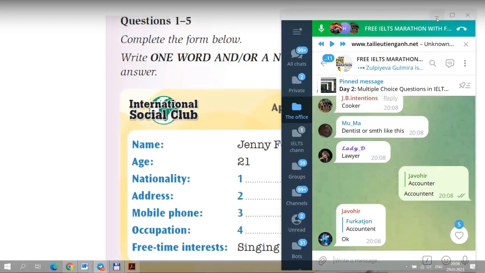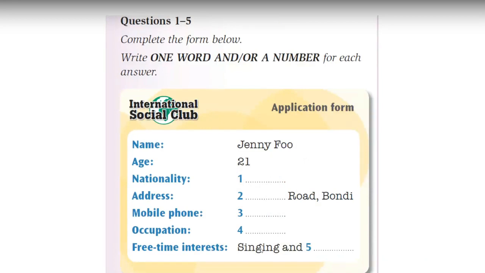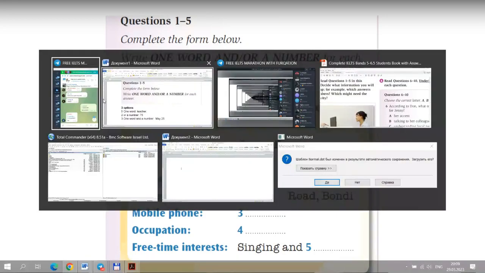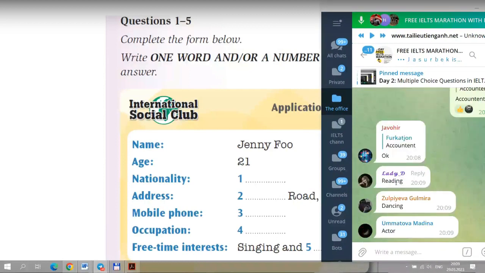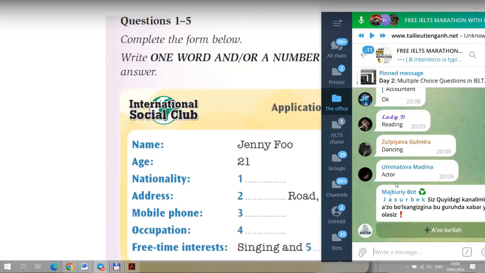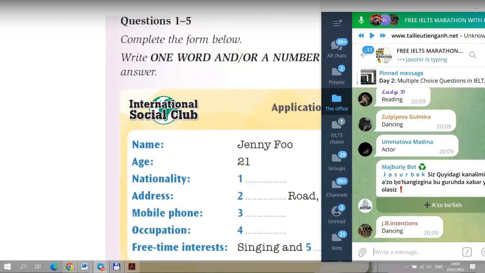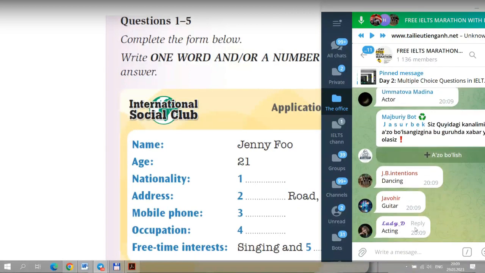So, for the fifth one, we need to write free time interest. Singing, and what else? What free time activities do you know? Like, what could be her free time activity? Reading, yes. Yep. Dancing, maybe. Guitar is not a free time interest. You should say playing the guitar. Yeah, playing the guitar could be her hobby. Acting, maybe, yes. That could also be an answer.